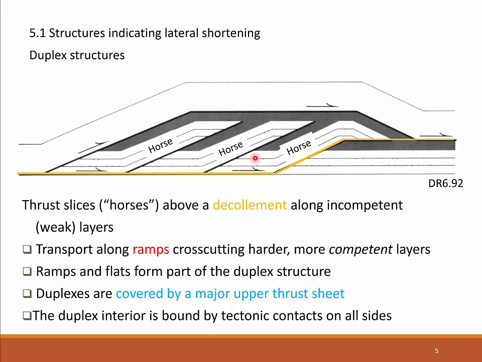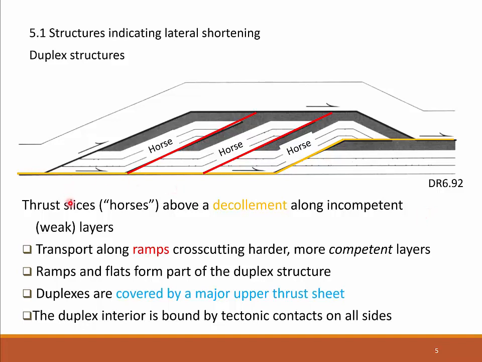The individual horses that we see here are separated by individual thrusts, and these thrusts we call ramps. Also, this part here of the decollement would be one of these ramps. Ramps typically cross-cut harder and more competent layers. So this layer that we would see here at the bottom would consist of fairly competent brittle material.